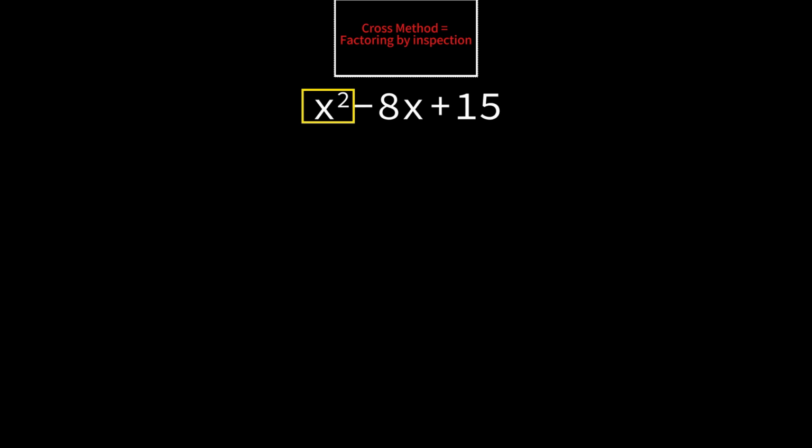First, break down the quadratic term into two factors. Here, that means x and x. Next, split the constant term into two numbers. We'll take -3 and -5.